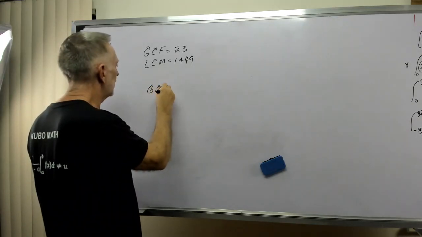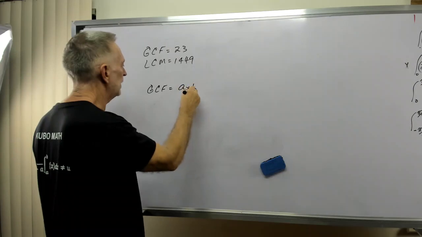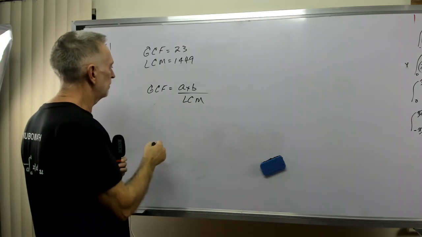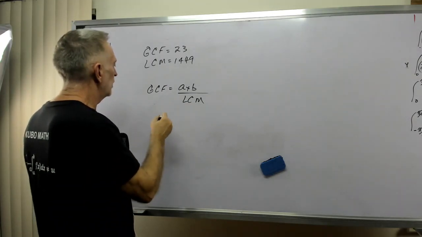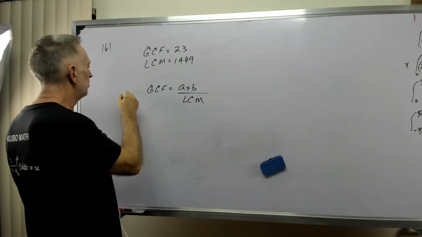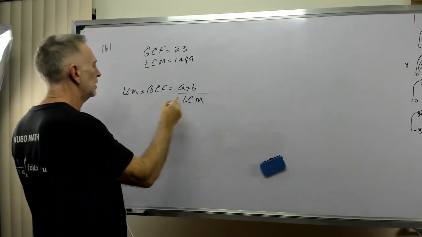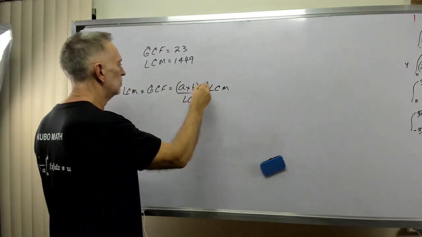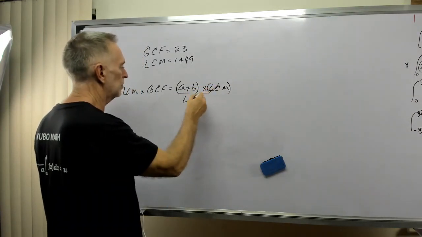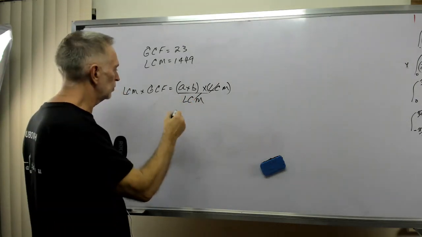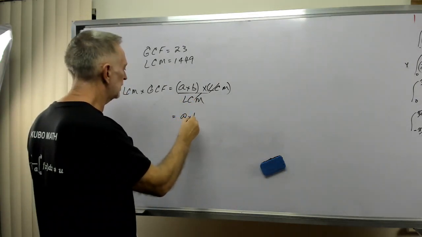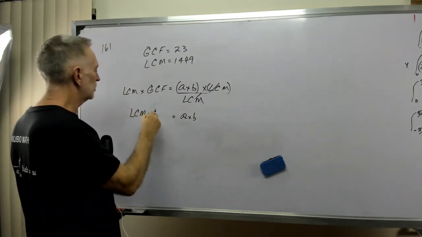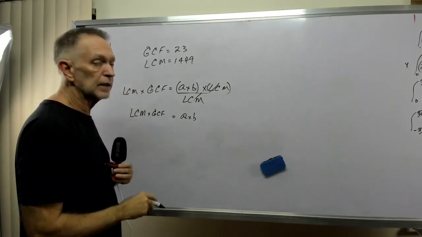The greatest common factor we know is A times B divided by least common multiple. Okay, so we know that. Also, if I were to multiply both sides of that times the least common multiple, well, least common multiple divided by least common multiple is 1, and 1 times A times B is A times B. So now I have the least common multiple times the greatest common factor equals A times B.